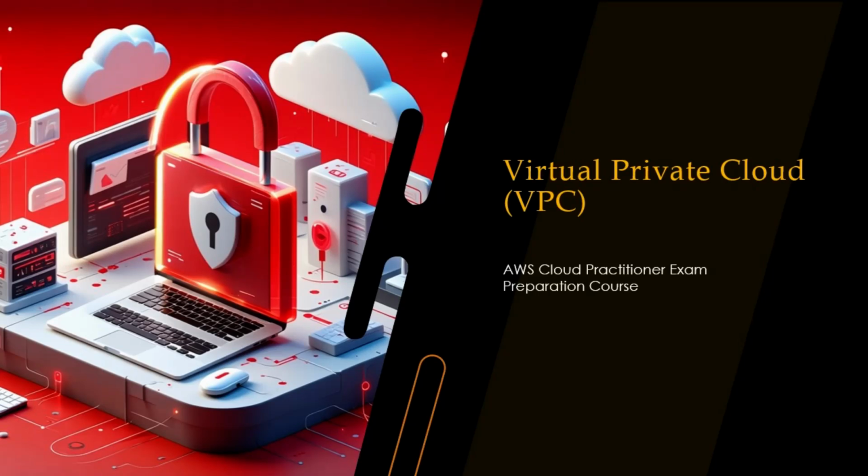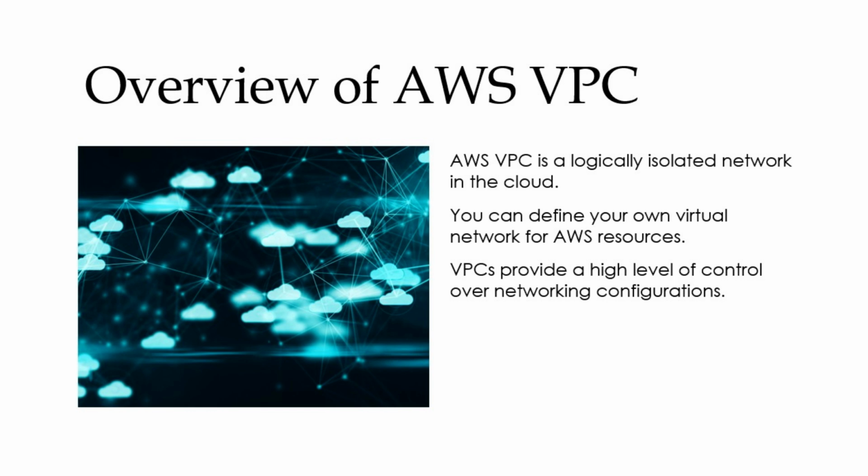Today I'm diving into the AWS Virtual Private Cloud or VPC to help you build your cloud network like a pro. Let's get started. First up, what's a VPC? Think of it as a logically isolated section of the AWS cloud. It's like your own private space where you can launch AWS resources in a virtual network that you define.